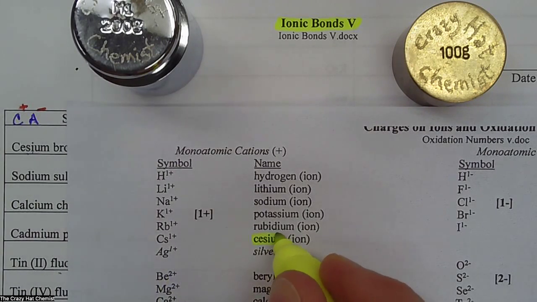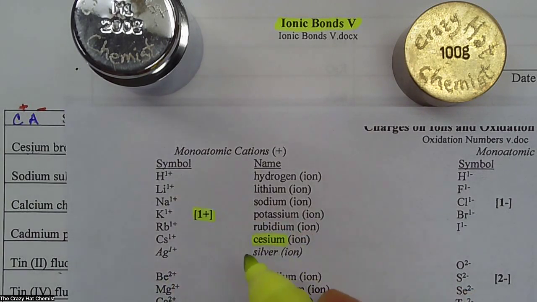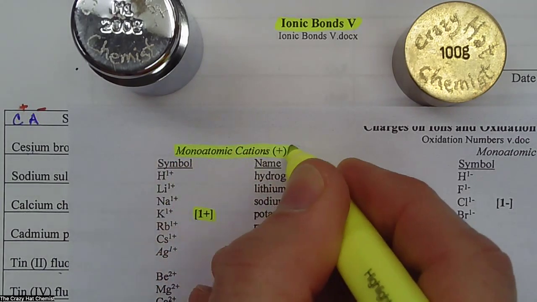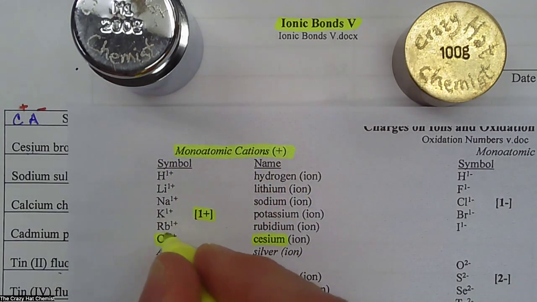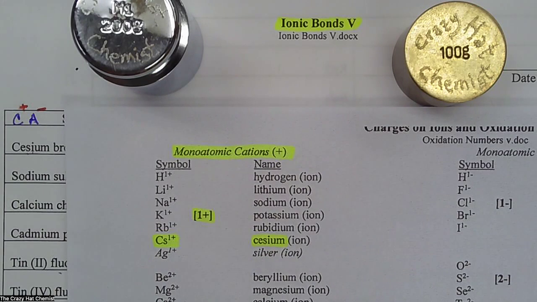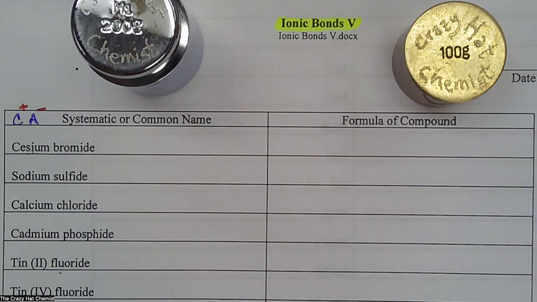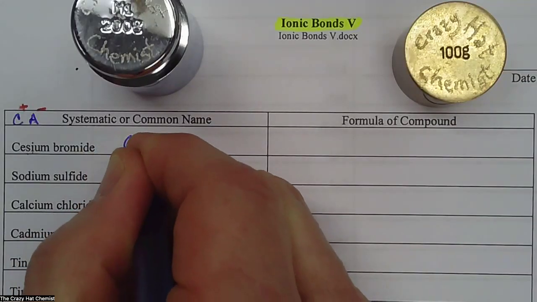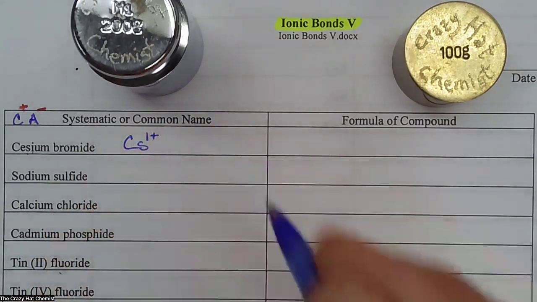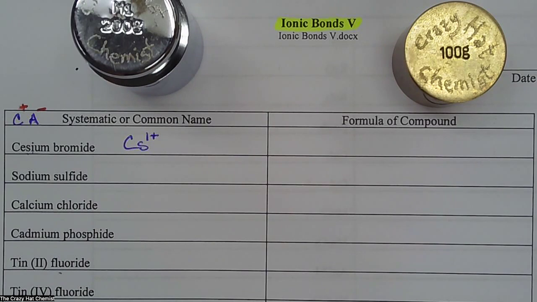So here is the cesium ion. It's in the 1 plus category. It is a monoatomic cation, and it's Cs with a 1 plus charge. Notice that that is a capital C, a lowercase s. So I'm going to write Cs 1 plus. That's my intermediate step. That's my cation.